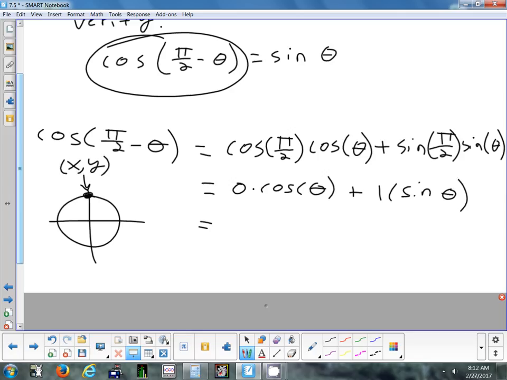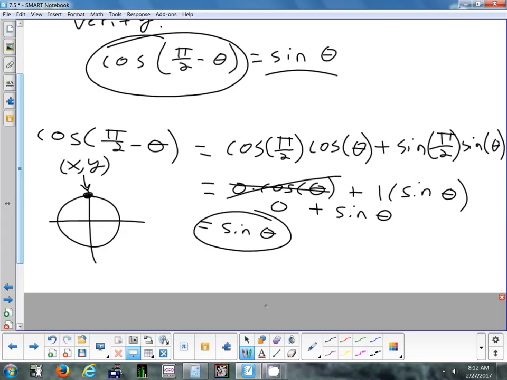All right. So what's going to happen when I simplify? What happens to 0 times cosine theta? That's 0. Right? This part's gone. 0 plus, what's 1 times sine? It's just sine. And what's 0 plus sine? Sine, which is what we were supposed to get.